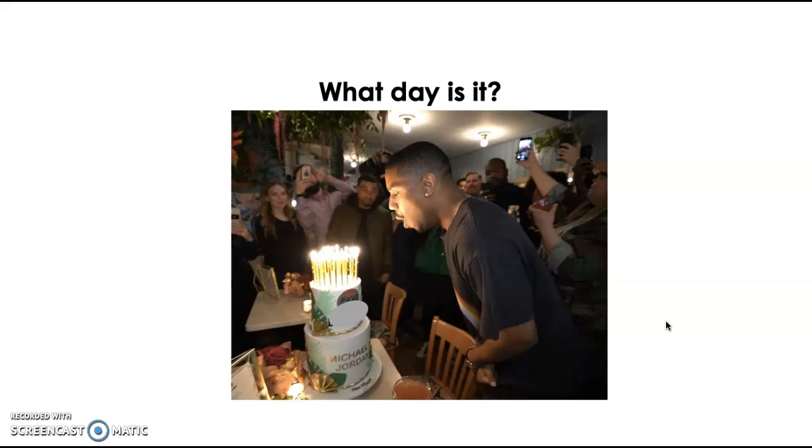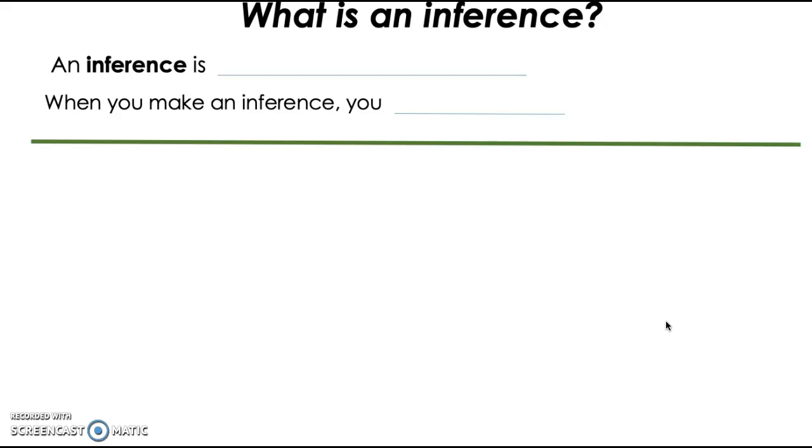But first, let's think about what really is an inference. An inference is an educated guess. So it's not just a random guess, it's a guess that comes with information. And when you make an inference, you infer. So if you ever hear that word infer, that means it's the verb. Something is asking you to make an inference. Okay, we can see that word infer inside of the word inference.